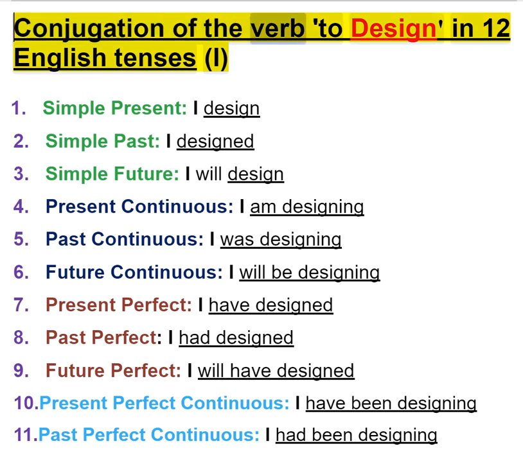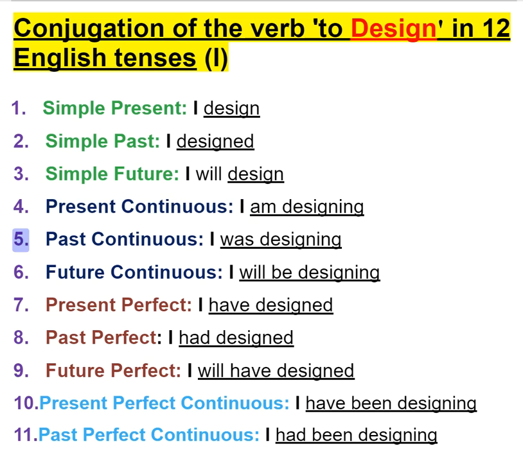Conjugation of the verb to design in 12 English tenses. 1. Simple present, I design. 2. Simple past, I designed. 3. Simple future, I will design. 4. Present continuous, I am designing.